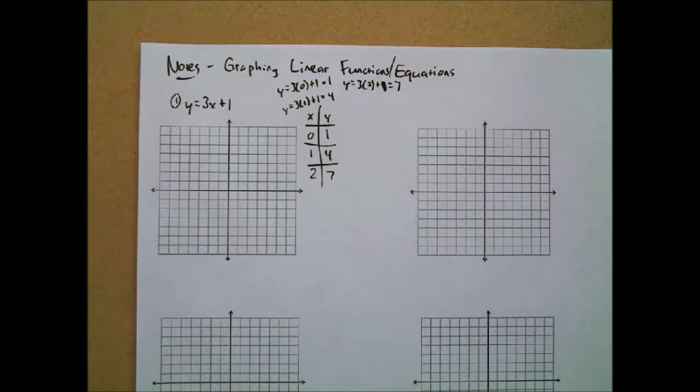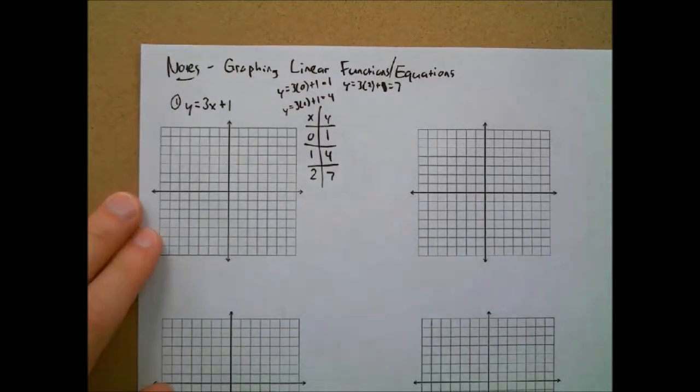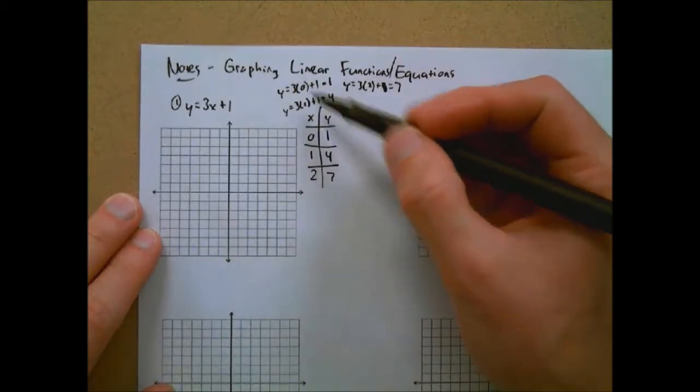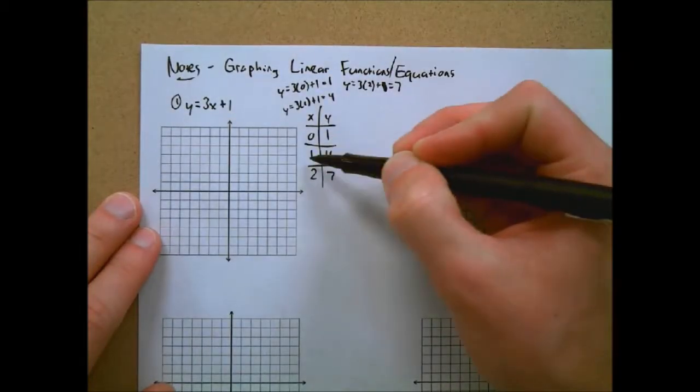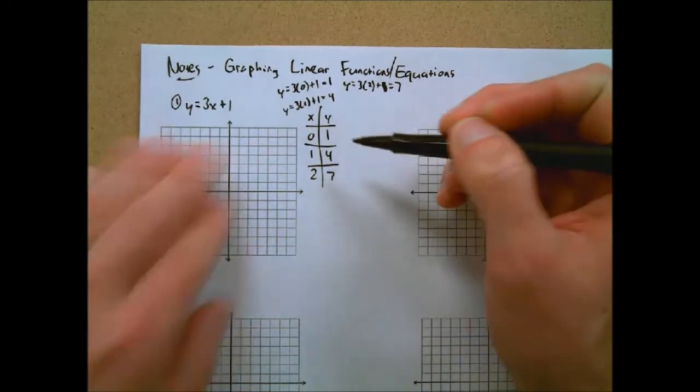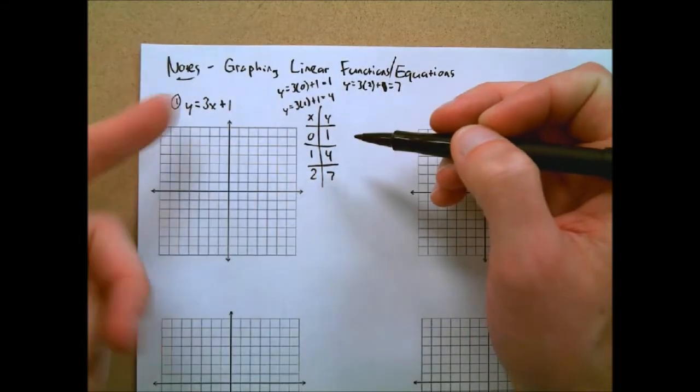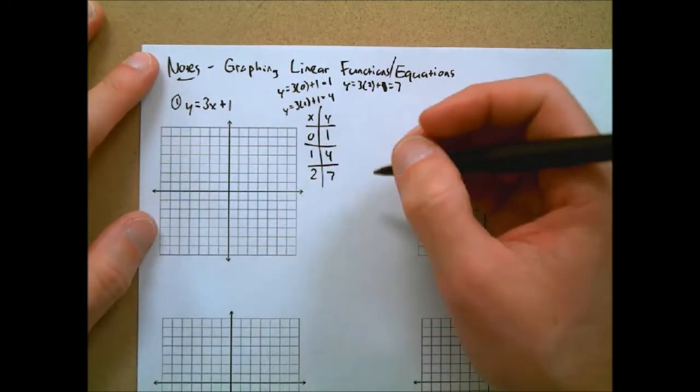So, Sean, now that I have some coordinates here in my table, what do you think I should do to graph this function? You plug the x values into where there's x, like 3x. I did plug these x values in, and I got their matching y values here. Now that I've got the points, what should I do with these points? Plot them. Yeah, plot them.